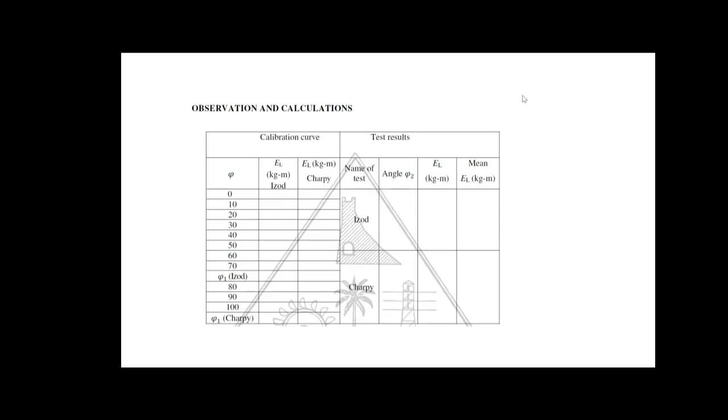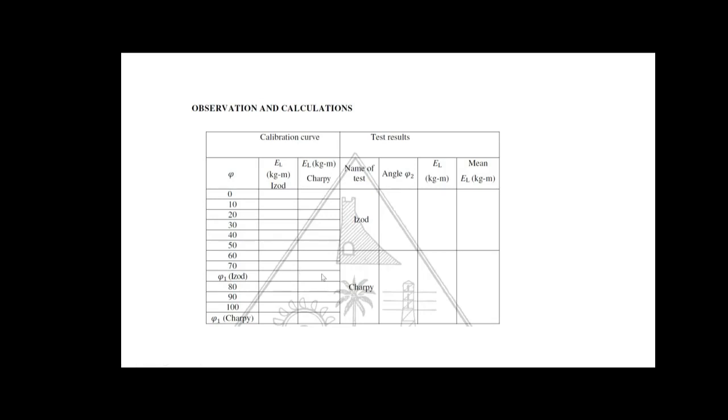and get the energy losses. Similarly, the energy losses for Charpy. For Charpy, we have the phi 1 value still higher than the Izod value. It is around 104, so these values will be different. So both the columns you complete. Izod will have the values up to this column only, because after that the complete energy is lost by the hammer.